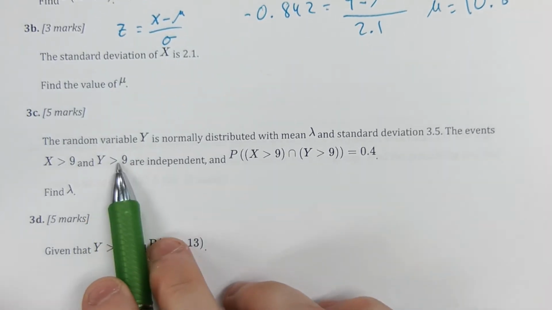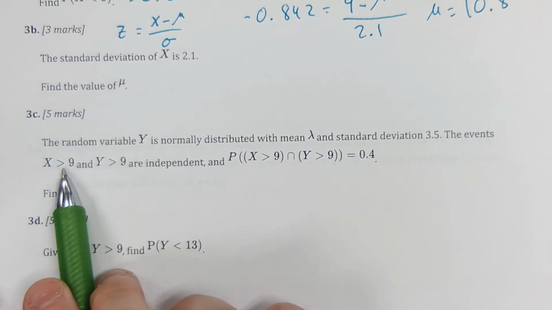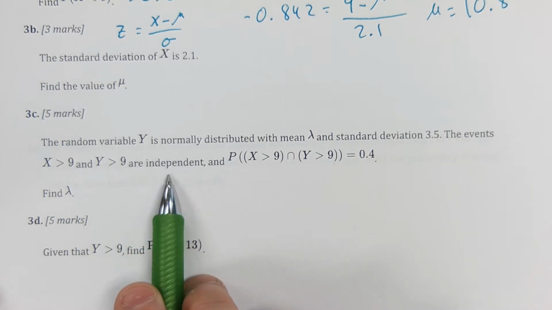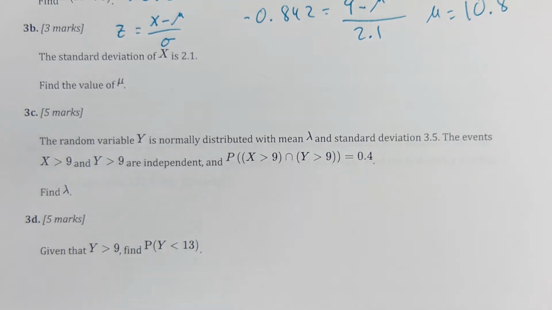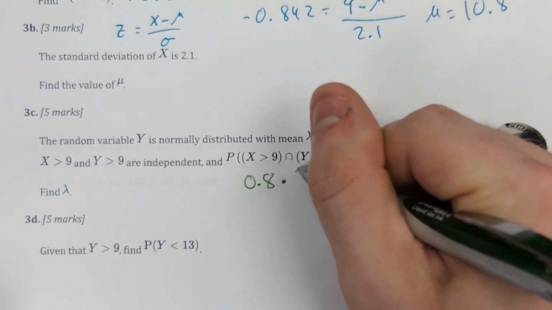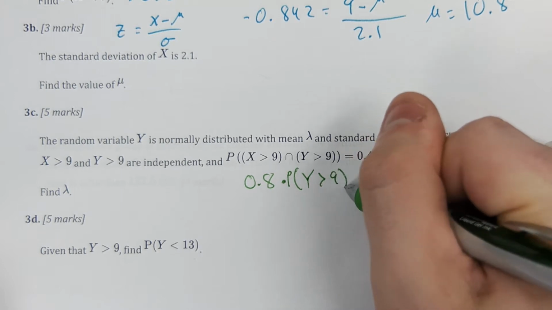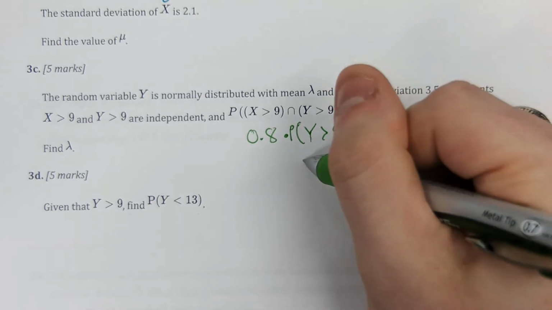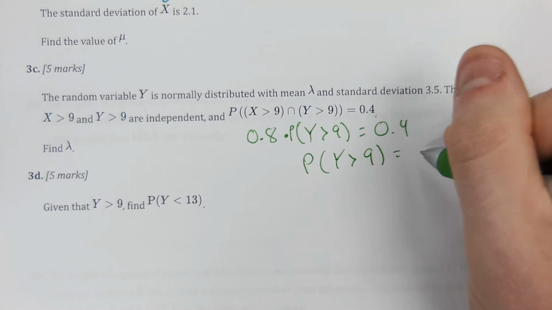Okay, so we know the probability that x is greater than 9 is 0.8. We don't know the probability that y is greater than 9, however, we do know they're independent. What does that tell us? You should be able to just straight multiply them. So this 0.8 times whatever this probability is had better give you 0.4. So dividing both sides by 0.8 gives us that the probability of y being greater than 9 is literally 1/2.